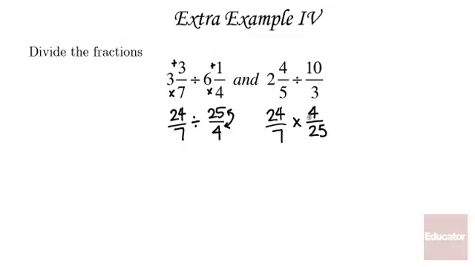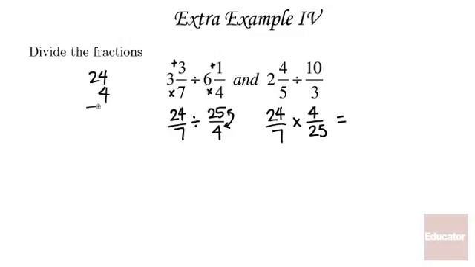So 7 with 4, they have no common factors because 7 is a prime number. And then 24 and 25 also have no common factors. So you're going to have to multiply the top numbers and then multiply the bottom numbers together to get your answer. So 24 times 4.